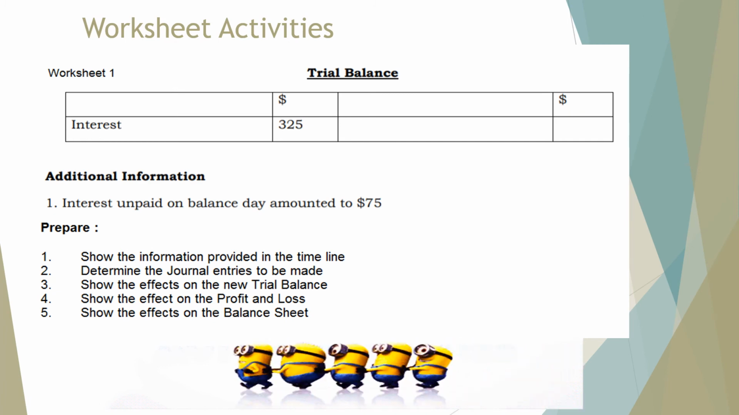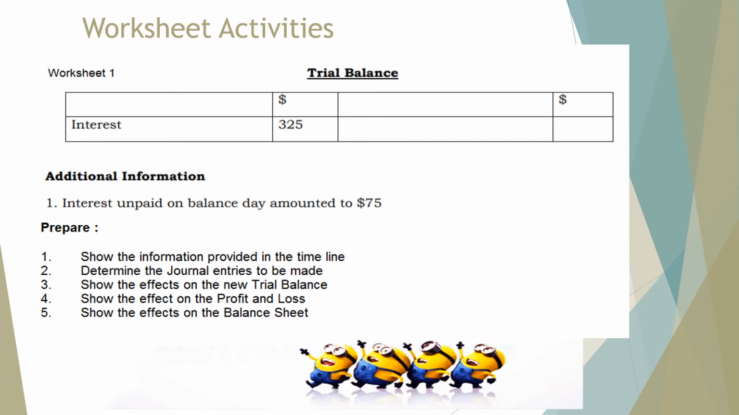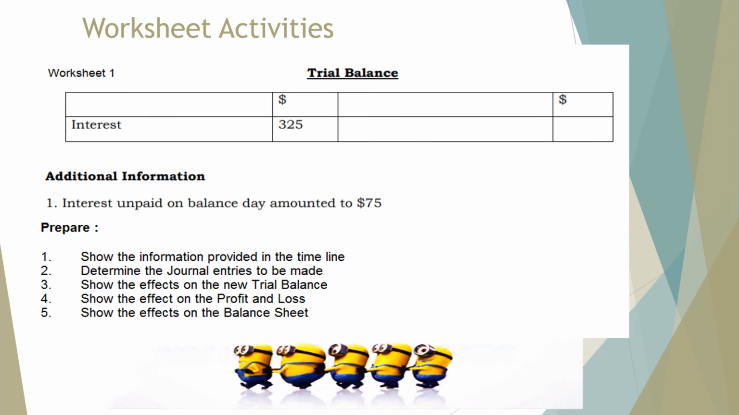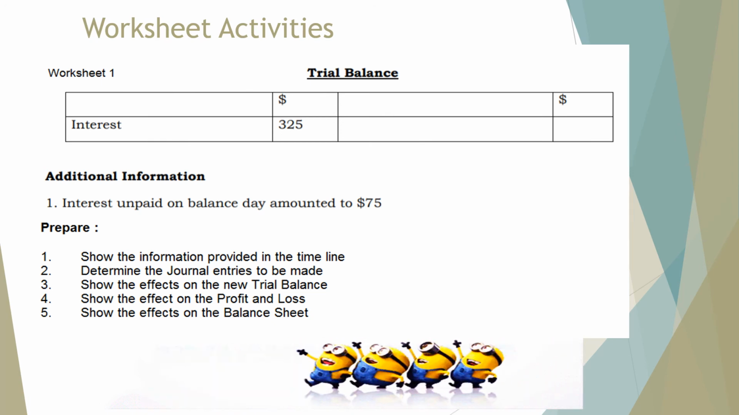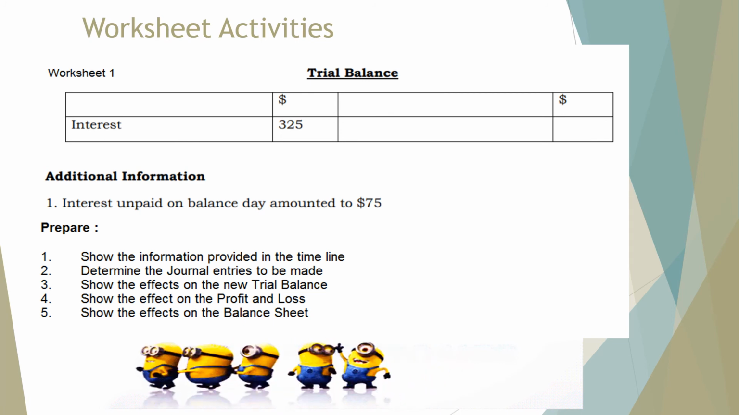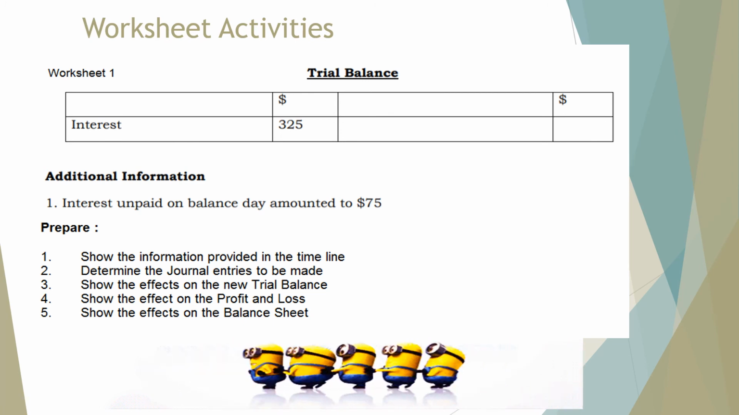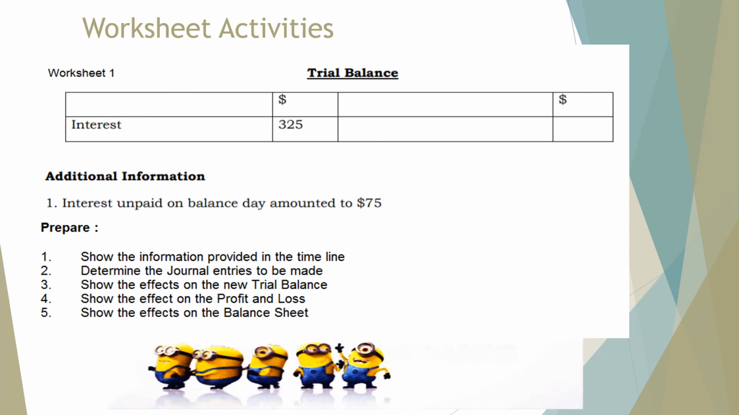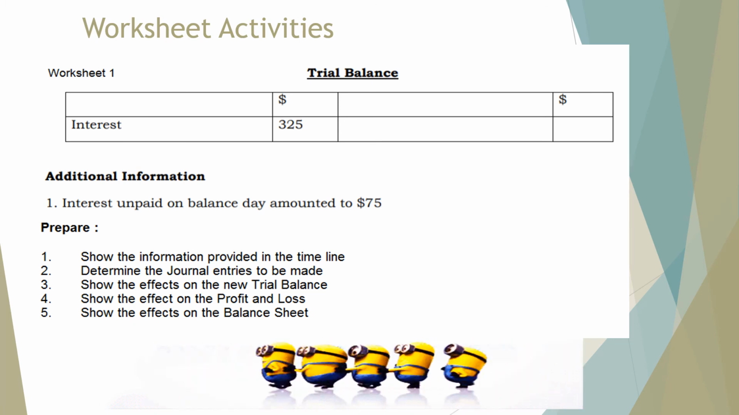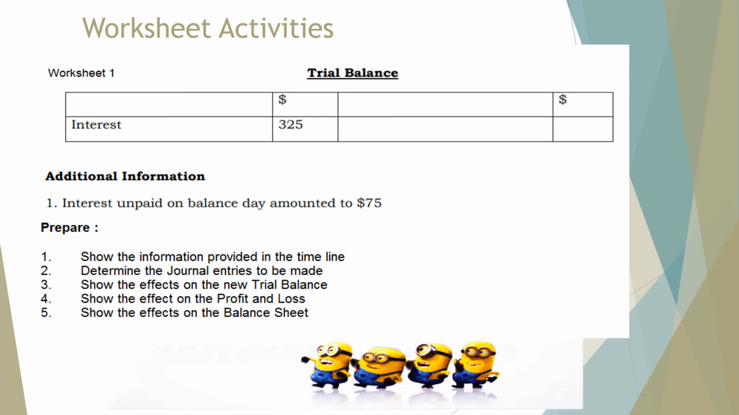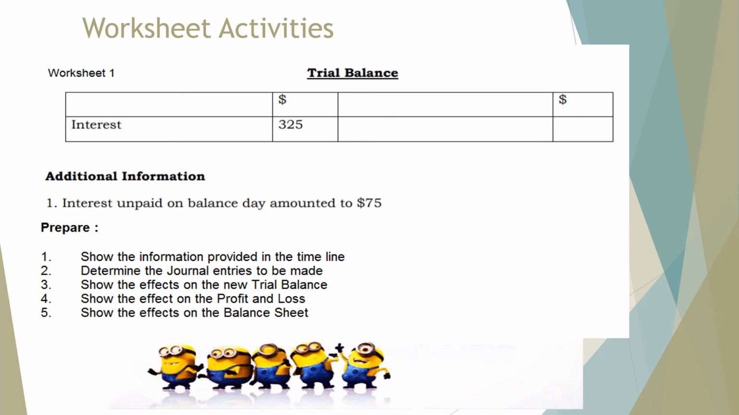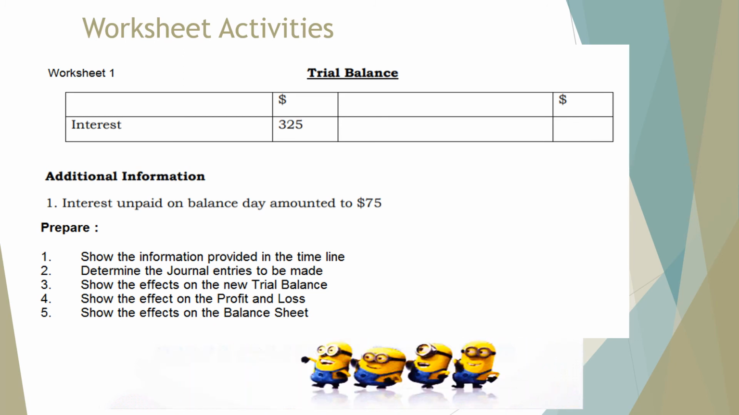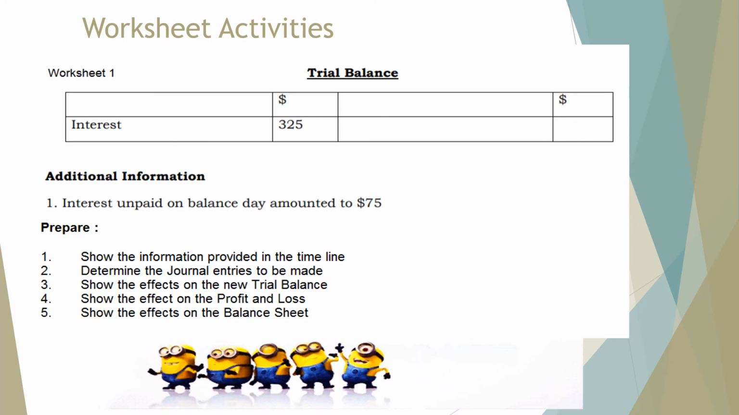Looking at our worksheet activities, this is worksheet number 1. We have interest of $325 and additional information: interest unpaid on balance day amounts to $75. So you are to prepare the timeline, show it on the timeline, journal entries, trial balance, profit and loss, and the balance sheet.